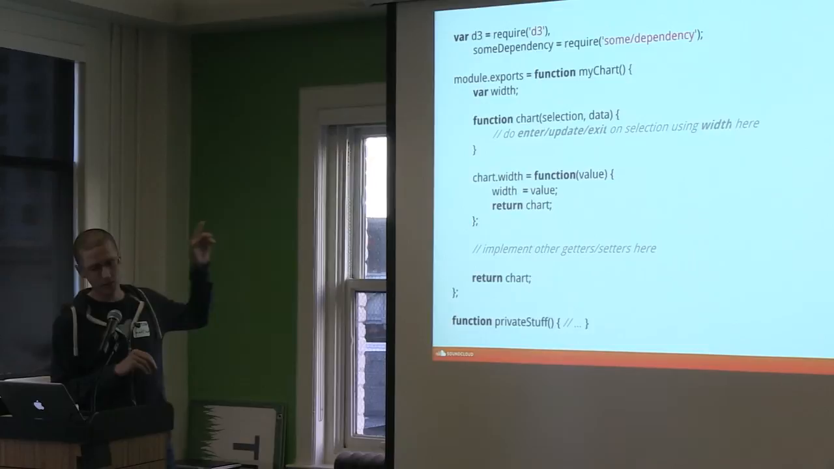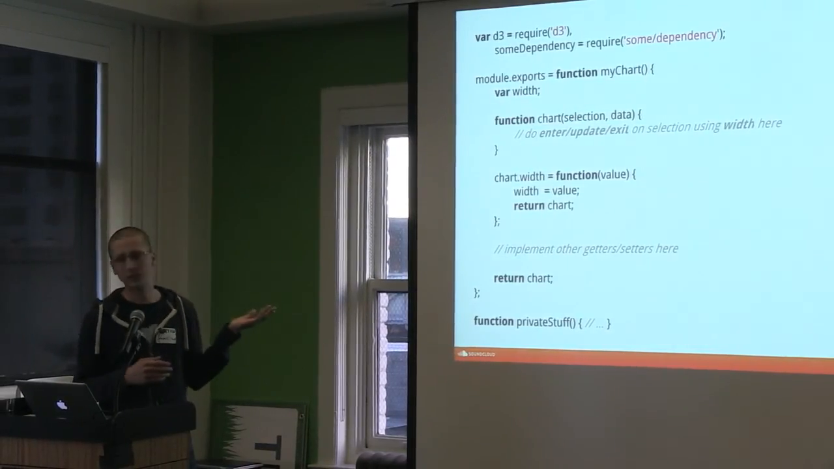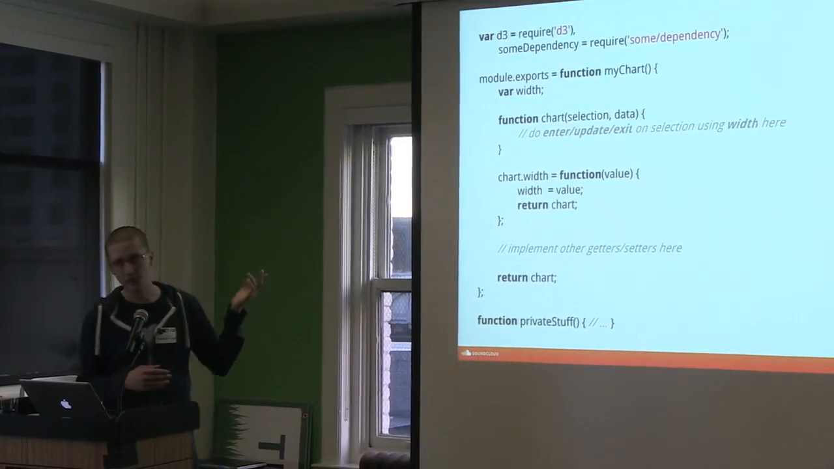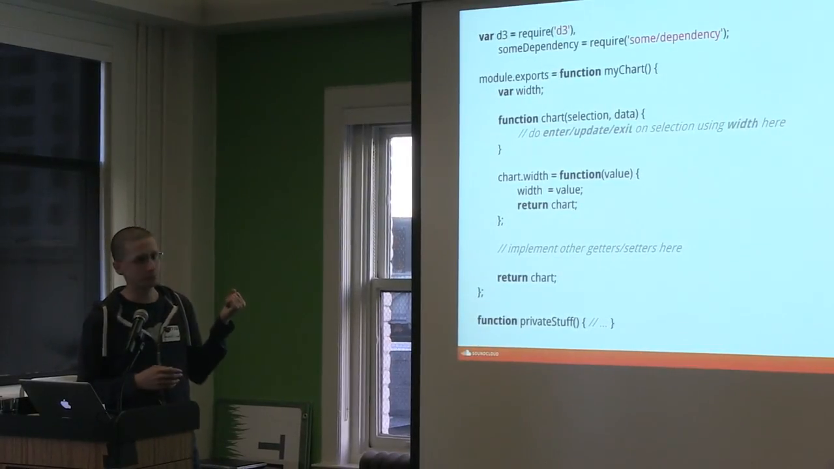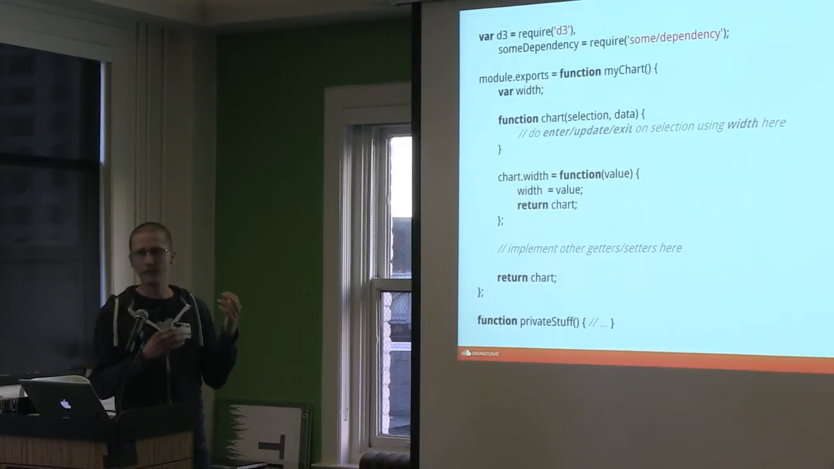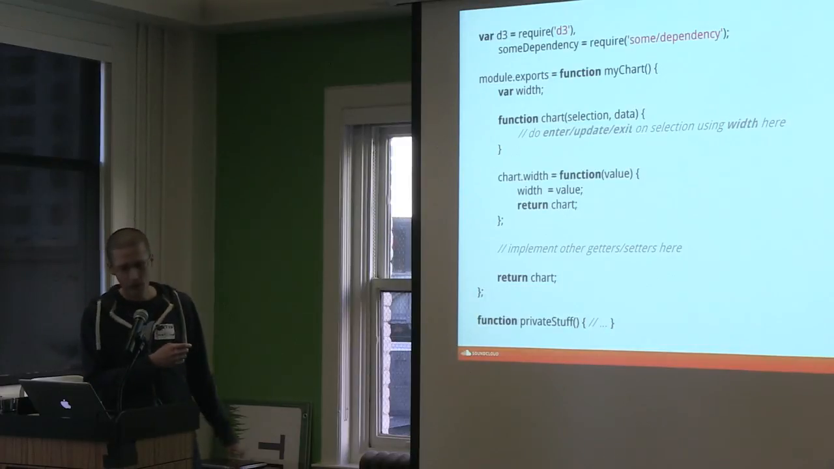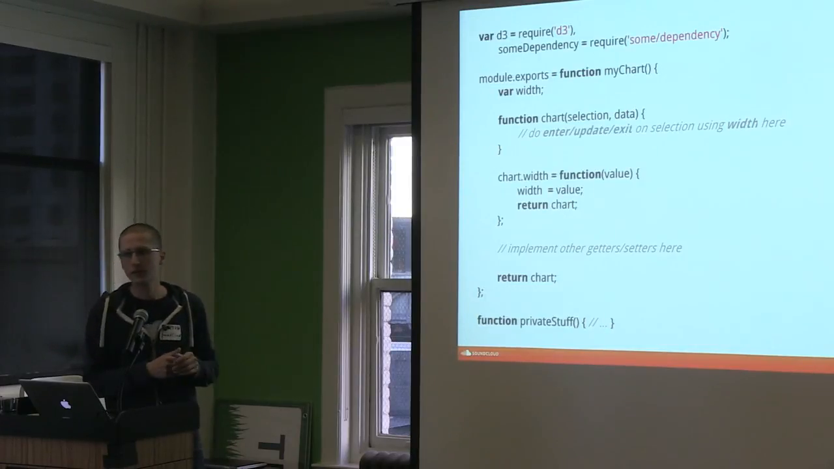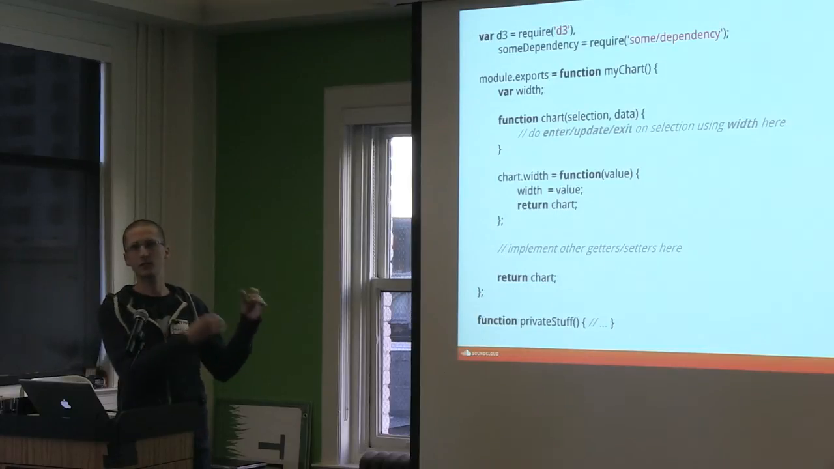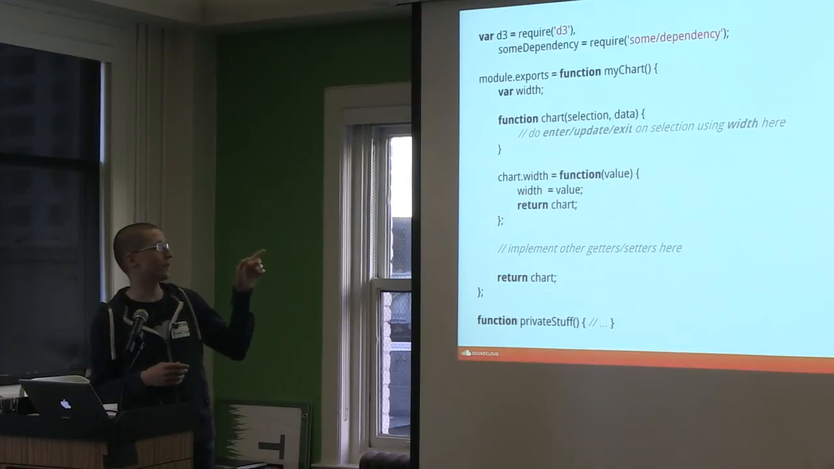So the top two lines are the dependencies of this module, because it might use something else. It does use d3. And the advantage of CommonJS modules is it clearly and explicitly declares its dependencies. And d3 is just a dependency as well. And there is module.exports, which means this is the interface of this module. So from outside, you won't see anything else than this function, mychart.